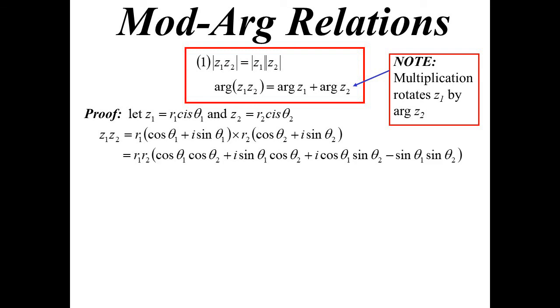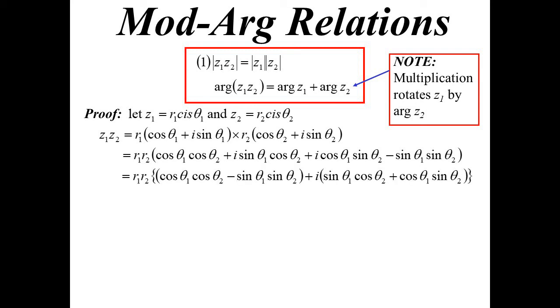I'll get cos theta 1 cos theta 2 plus i sine theta 1 cos theta 2 plus i cos theta 1 sine theta 2 minus sine theta 1 sine theta 2. And I don't know if you can see it or not, but a familiar friend is there. Let me just rewrite it another way. Cos cos, sine sine: if it's not the sine, it's not the sine. And look at the second one. Sine cos, cos sine: if it's the sine, it's the sine.